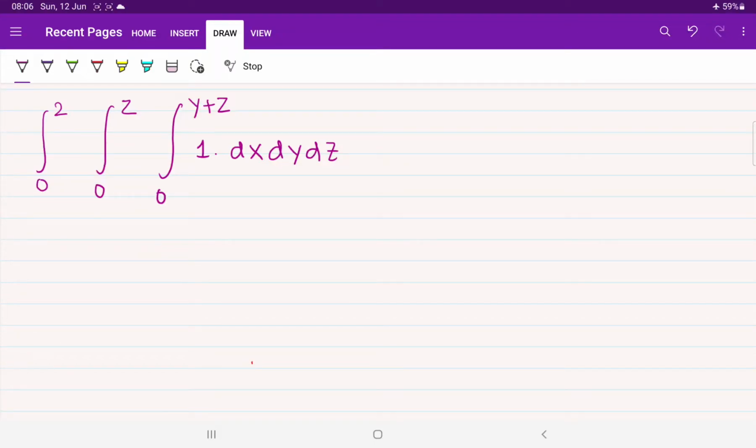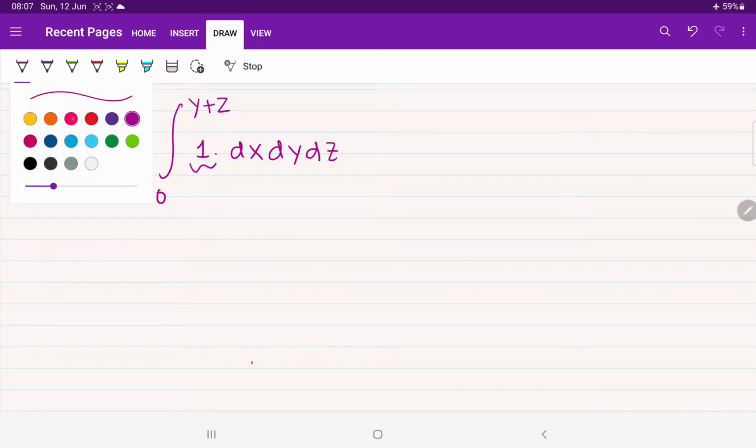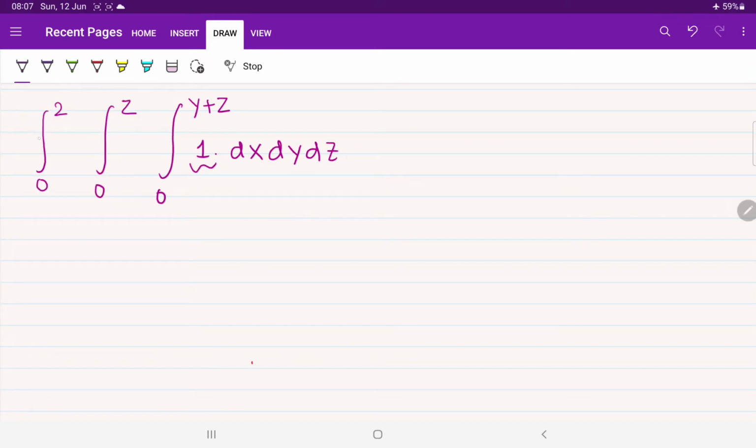So in this session, we will be learning one more triple integration under various functions. Let us see, the given function value is 1, and the corresponding limits have been given. The first one is traveling from 0 to 2. The second one is traveling from 0 to z. The third one is traveling from 0 to y plus z. Sir, how can we bring the answer for this function?